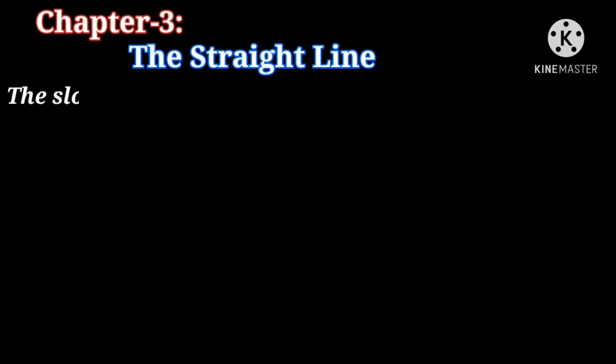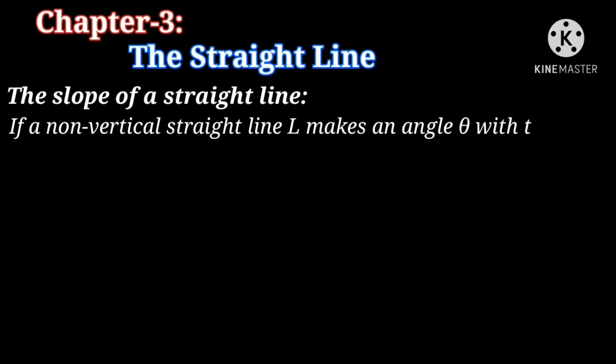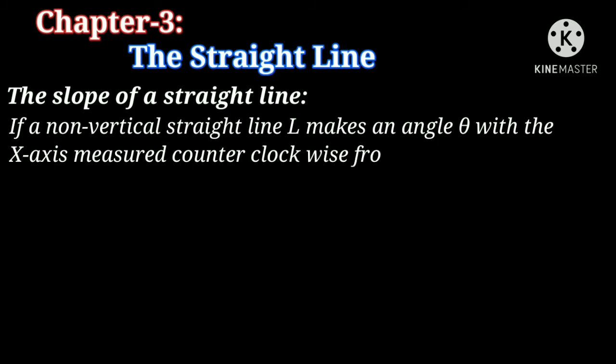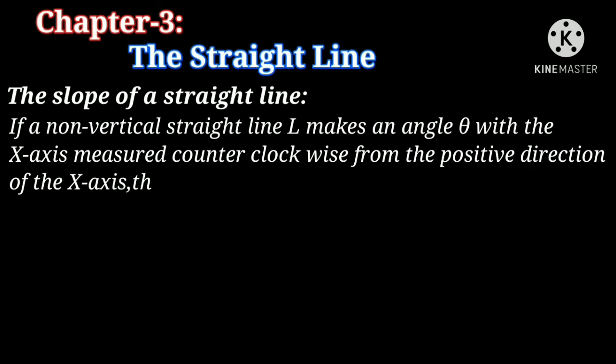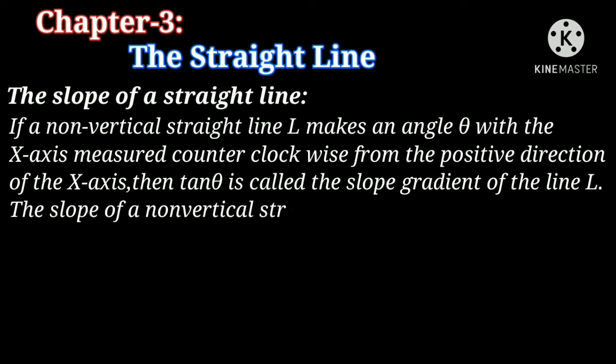Next, the slope of a straight line. First, we know the definition. If a non-vertical straight line L makes an angle theta with the x-axis, measured in the counterclockwise direction from the positive direction of the x-axis, then tan theta is called the slope or gradient of the line L. The slope of a non-vertical straight line is usually denoted by small m.